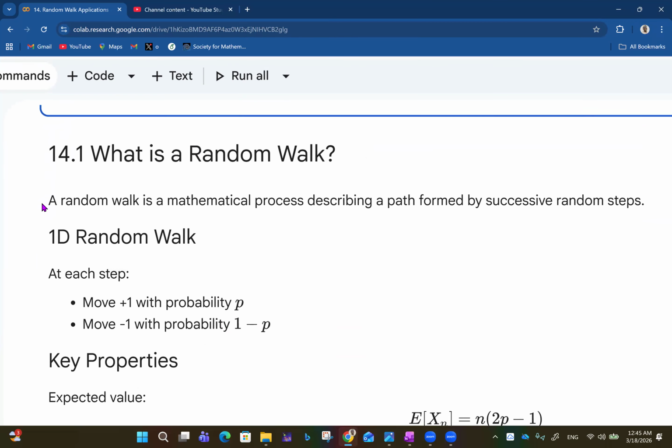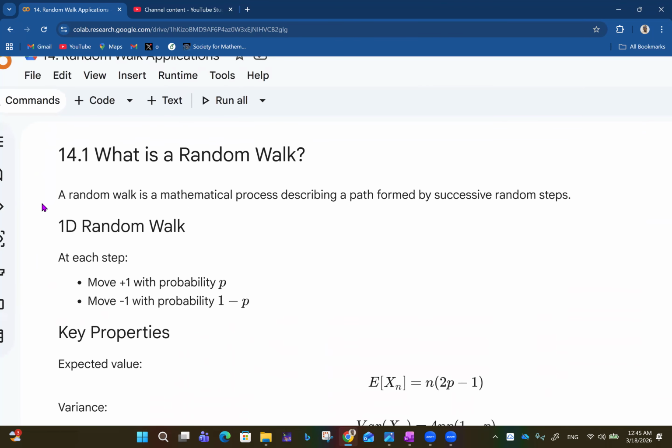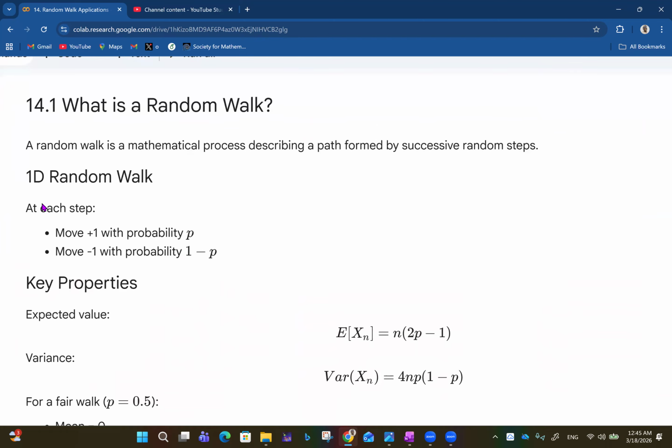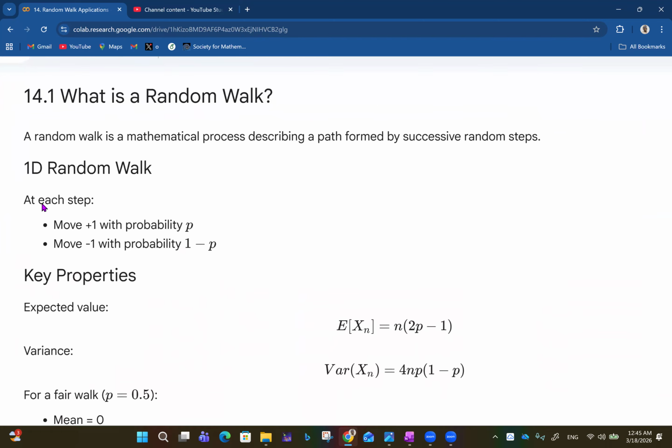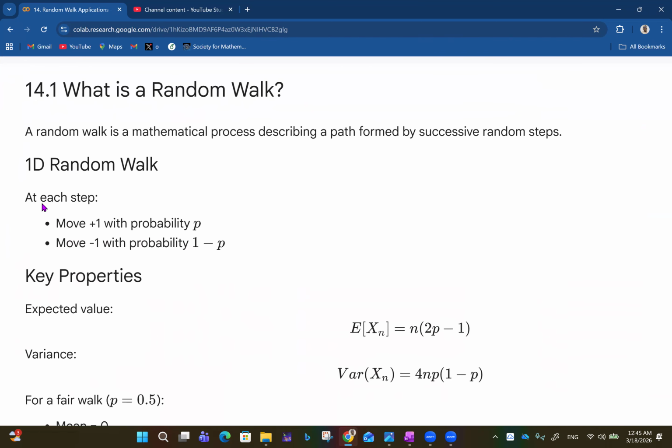So question again, just to refresh our memories, what is a random walk? We know that a random walk is a mathematical process describing a path formed by successive random steps, either going left or going right. For a 1D random walk, at each step, you can move +1 with probability P, and you can move -1 with probability 1 minus P. Moving +1 is like going right, and moving -1 is like going left.